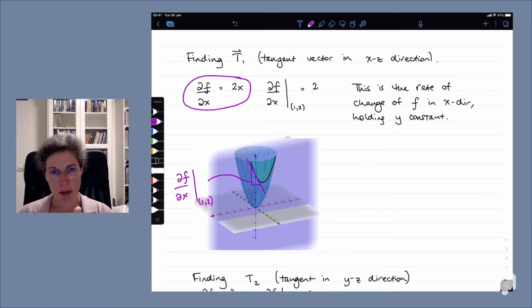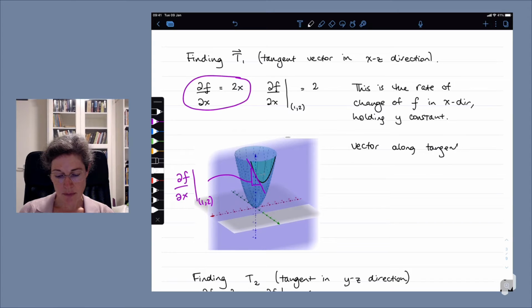Okay, how does that help us with finding a tangent to the surface at that point? Well, we know that that line is tangent to the surface because that's what it means to be a derivative. So if we can find a vector in the direction of that line, then we're good. But what must that vector look like? So we want to find a vector along this tangent line. Well, what can we say about this vector?